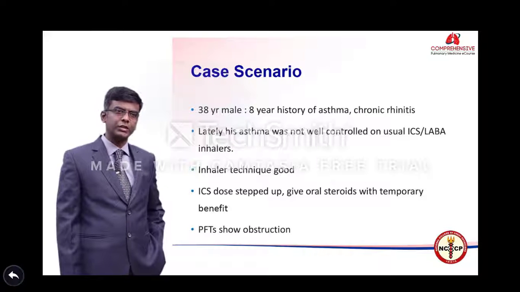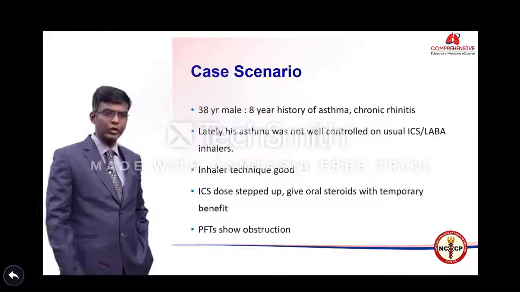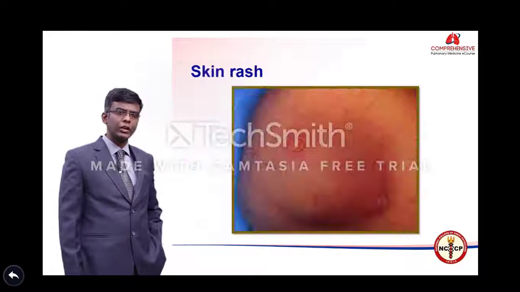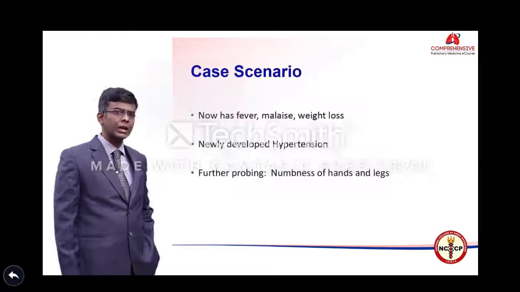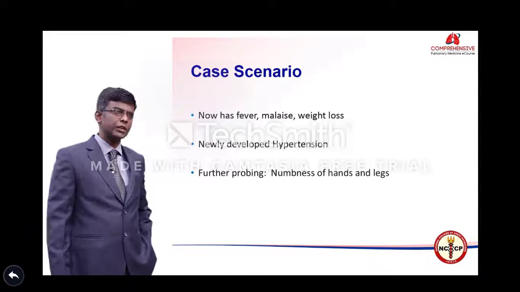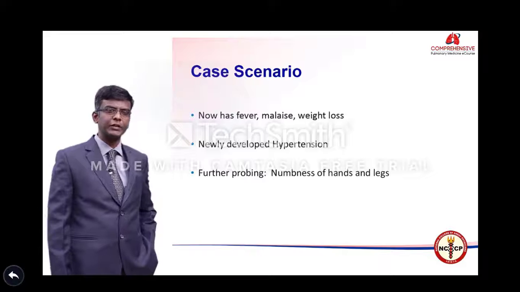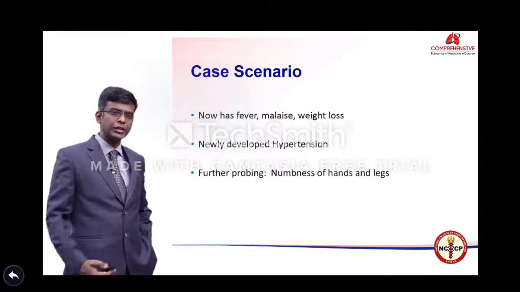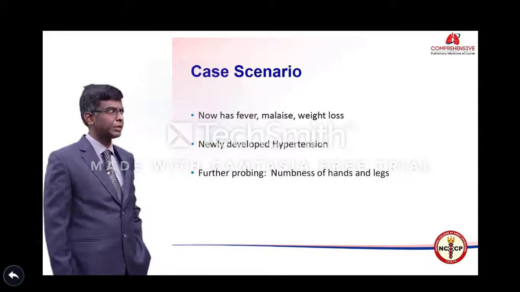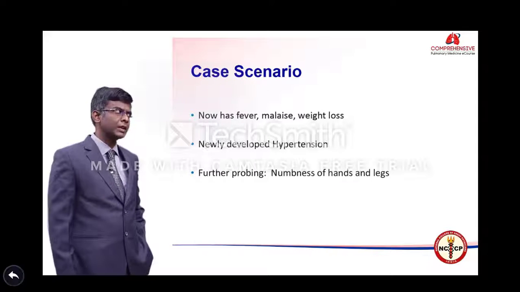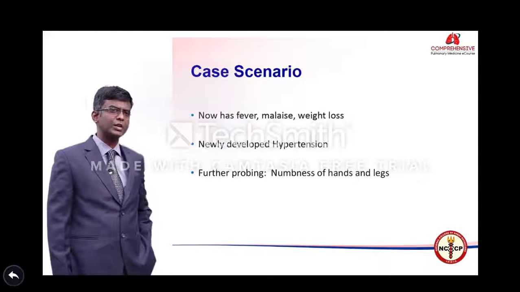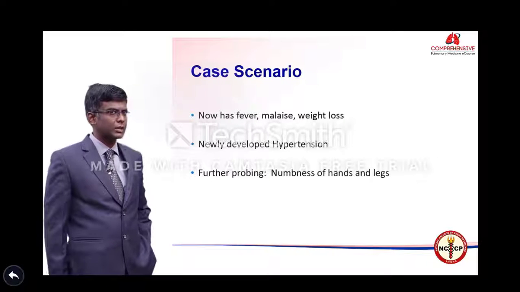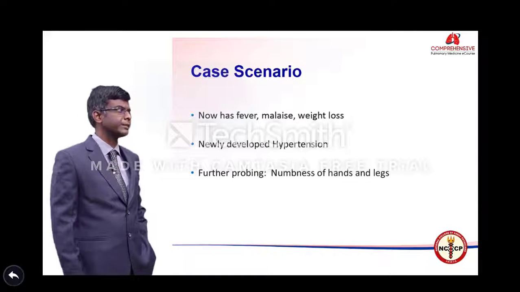The spirometry was done, which showed persistent obstruction. He also developed a skin rash with some ulcerations. And now lately he has developed systemic symptoms like fever, malaise, weight loss. He was detected to have new onset of hypertension, and on further probing he has numbness of hands and legs. So clearly something more is happening than his asthma or allergic rhinitis.